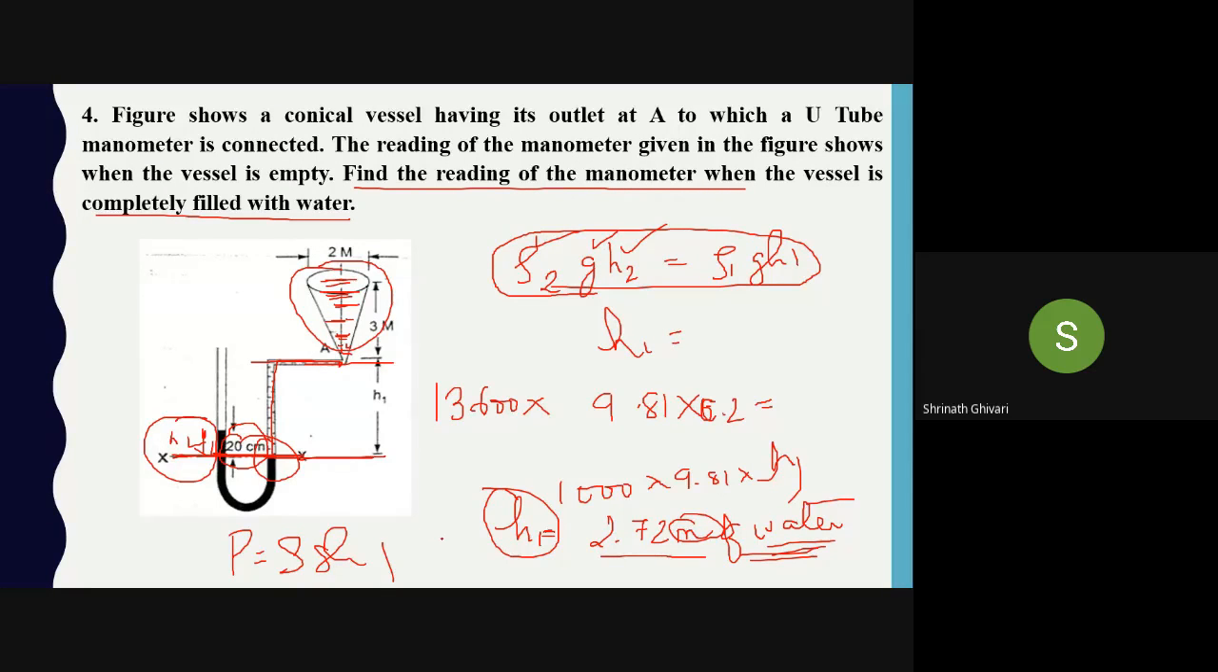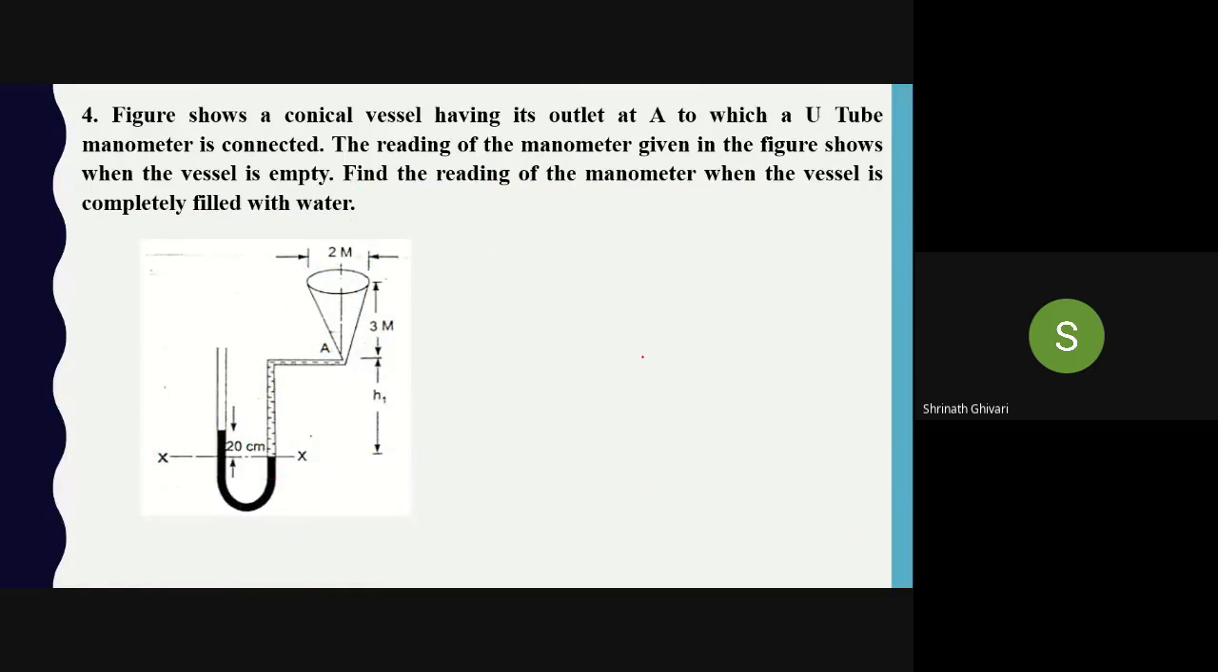Like some say that the atmospheric pressure is 760 mm of Hg. That is in terms of mercury, that is 760 mm of mercury. Same way, H1 is 2.72 meter of water. Now we have calculated H1. Now the question is that find the reading of the manometer.